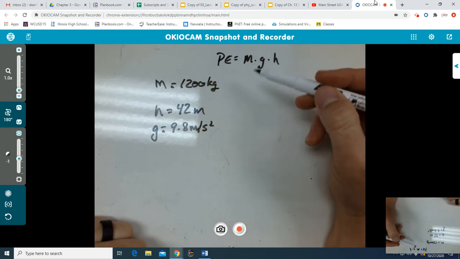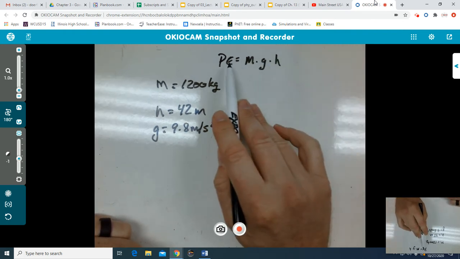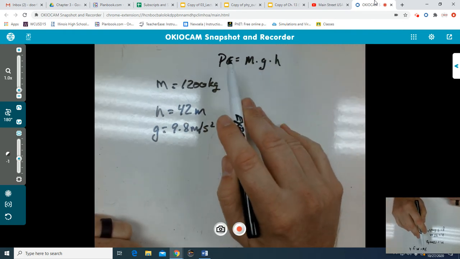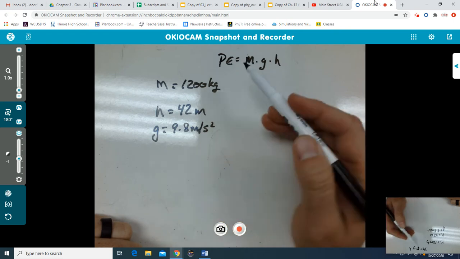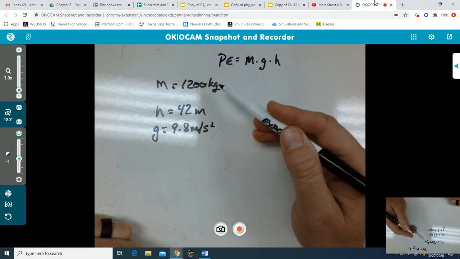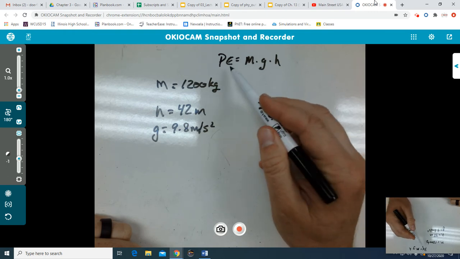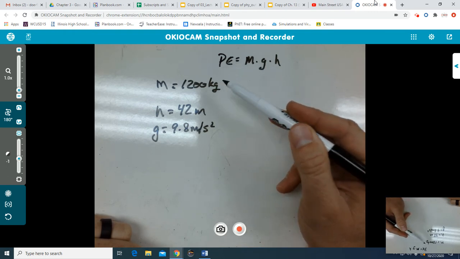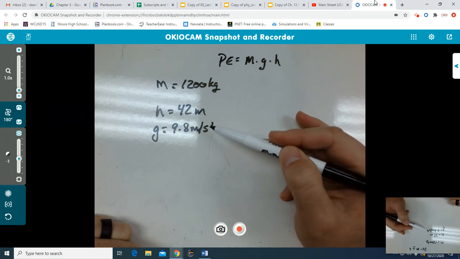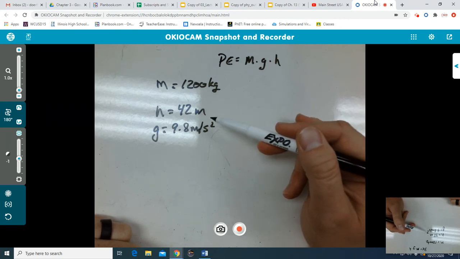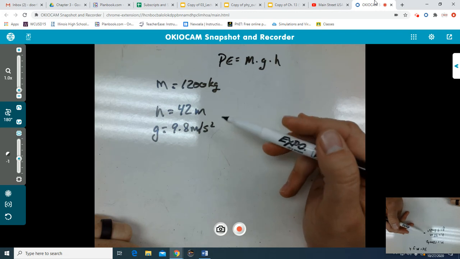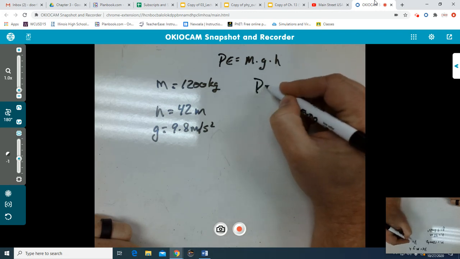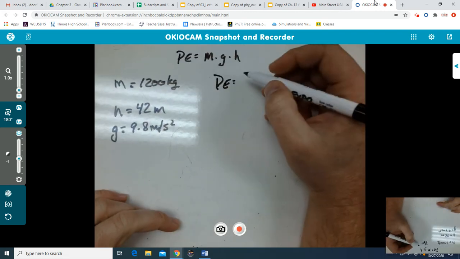Before I put anything into the formula, I first ask myself, is our formula set up to solve for what we don't know? And are all the values that we do know in the appropriate units? So yes, going back to the formula, we are to solve for potential energy. And our mass is in kilograms, our height is in meters, and it's meters per second squared for gravity. So we can now go ahead and plug in our values here.